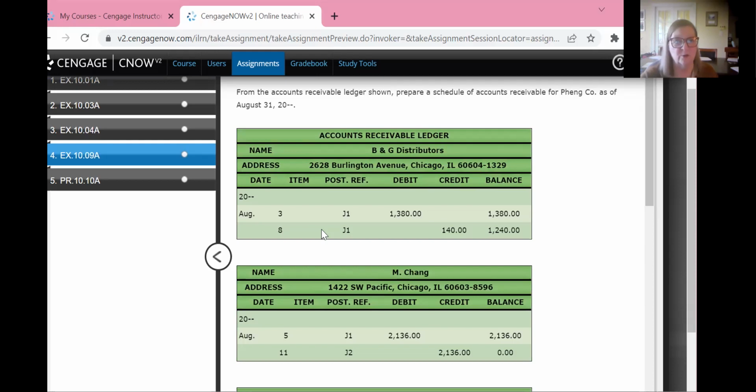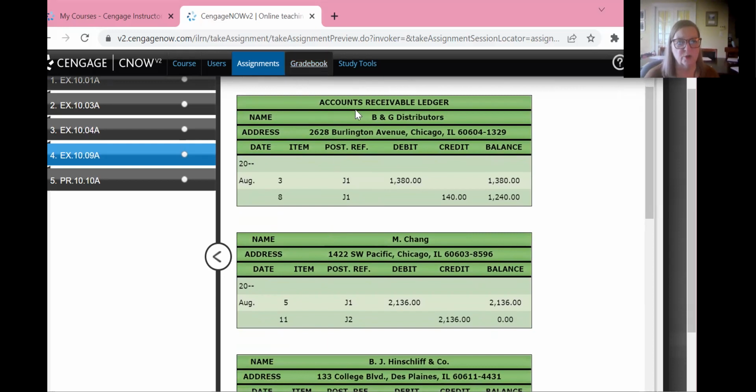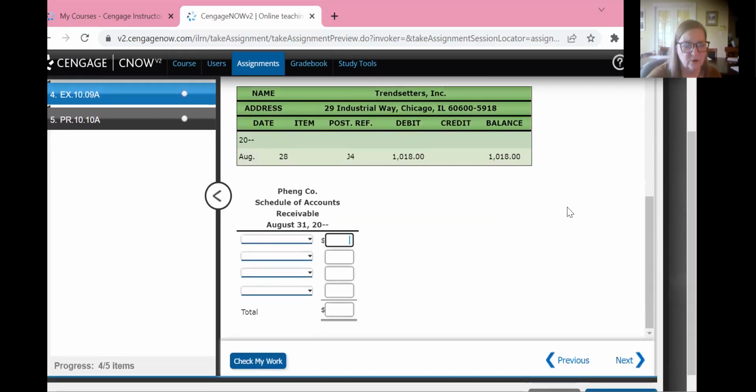And so that's what we go to the subsidiary ledger that's called accounts receivable ledger, and we pull the ending balance of each of the accounts, and then we're going to tally them up, and we're going to check back to see does it match the accounts receivable in the ledger. If so, great. If not, we got trouble somewhere. Let's find it. Okay, so what we got is that this accounts receivable ledger shows this customer B&G Distributors ending balance, $1,240. So we're going to take that right down to the schedule.